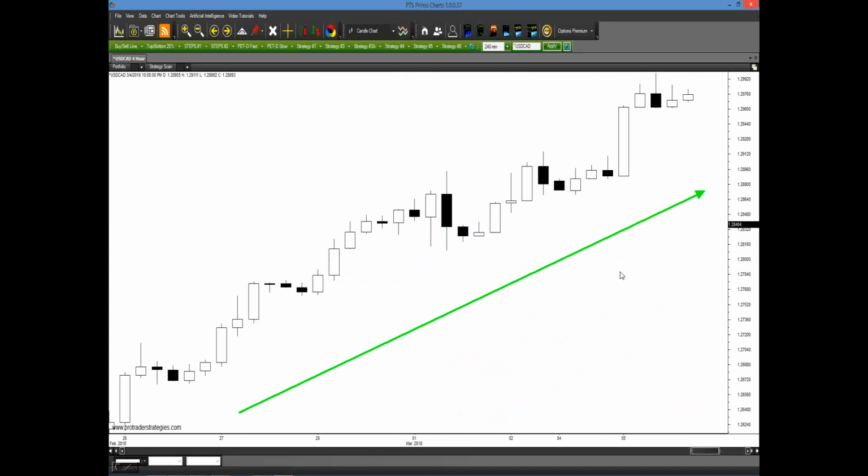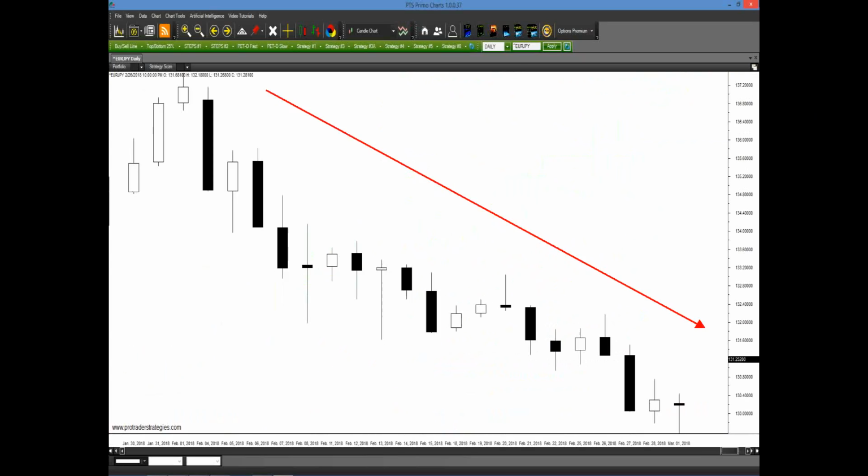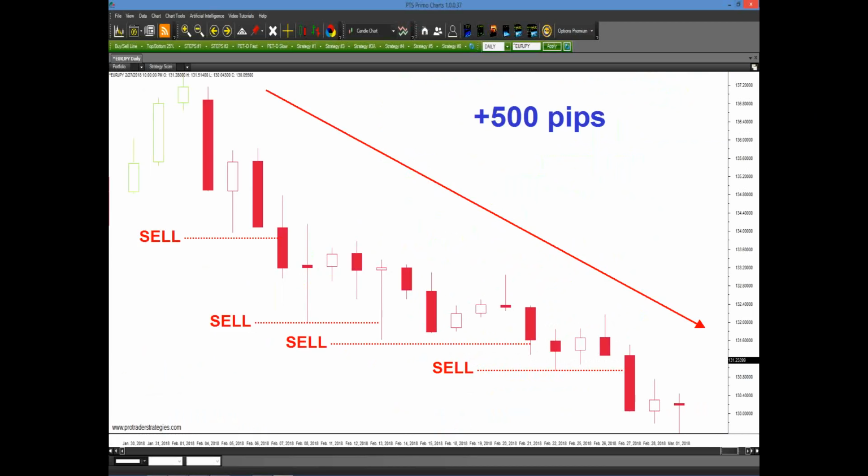As we look at some examples here, here's a 4-hour chart of the Canadian dollar. You think you could have used this technique, the same exact rules, but now we're looking at a 4-hour chart of a currency pair. That's to the upside. Here's a daily chart of the euro yen. Look how you could have taken advantage using the exact same technique we talked about. Now those are currency pairs.